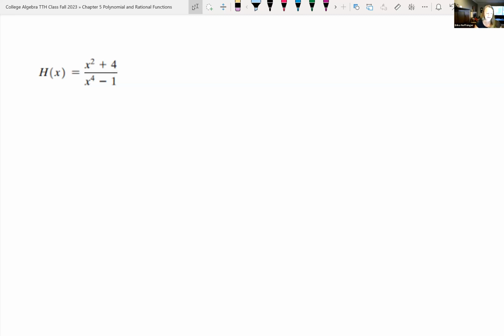So we want to graph this. We want to find our asymptotes. It will be helpful if we can find intercepts if they exist. And so let's look at our vertical asymptotes. Looking at vertical asymptotes, it's helpful if we can factor both the numerator and denominator if possible.